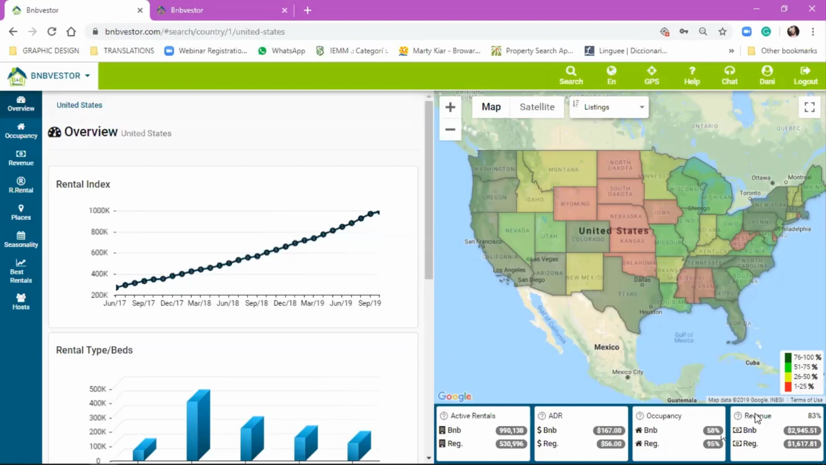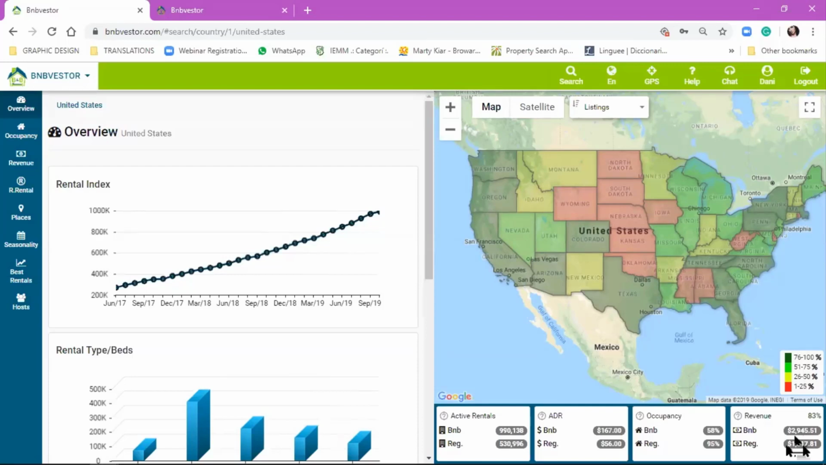And then we have revenue. It's almost the most important thing we're going to be looking at here. So the revenue is the total monthly income. It does not include taxes, service charges, or additional charges like Netflix, electricity, water, and all that stuff. That's not added to the revenue. So in regular BNB, you will have a revenue of $2,945 monthly. And then as regular rental, you will have 1,617.